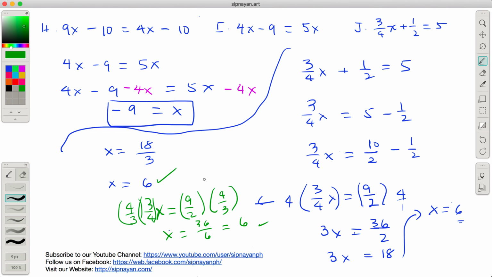So, maraming strategies na pwede yung gawin sa pag-solve ng equations, and yun yung isa sa mga tinuro ko sa inyo, yung mga shortcuts para at least mapabilis yung computation nyo.